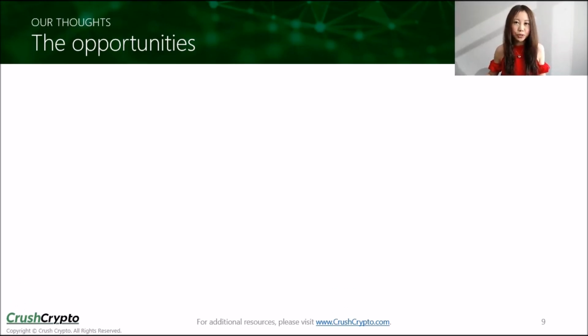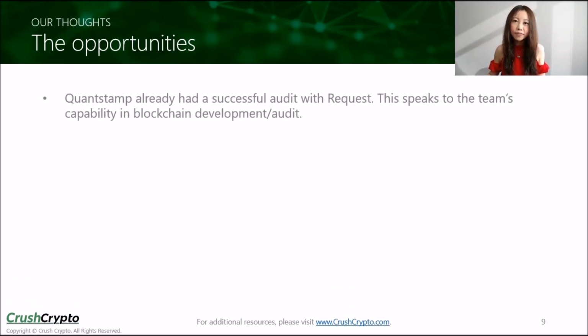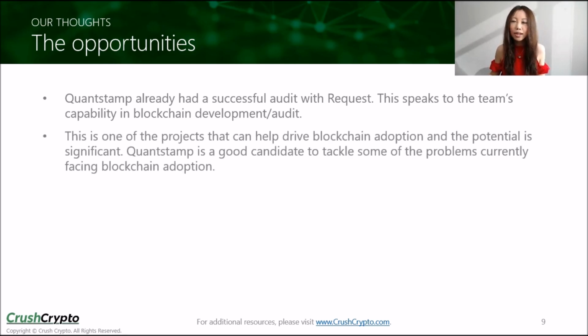What are some of the opportunities? Quantstamp already had a successful audit with Request Network, which was a smoothly run ICO. This speaks well to the team's capability in blockchain development and smart contract auditing. Right now, smart contracts are unsecured by default. They need to go through an expensive and prolonged audit process to be verified, and this has been hindering the adoption and usage of smart contracts. Quantstamp is a good candidate to tackle this problem and help propel blockchain and smart contract adoption.